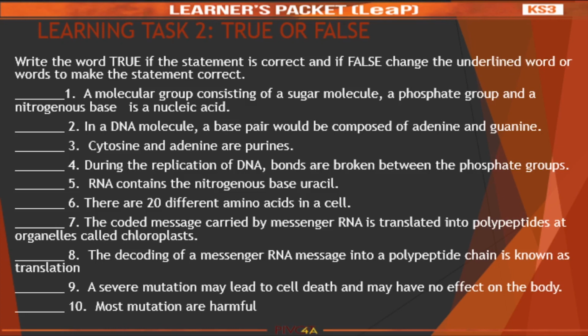Number 6, there are 20 different amino acids in a cell. Number 7, the coded message carried by messenger RNA is translated into polypeptides at organelles called chloroplasts. Number 8, the decoding of messenger RNA message into a polypeptide chain is known as translation. Number 9, a severe mutation may lead to cell death and may have no effect on the body. Number 10, most mutations are harmful.